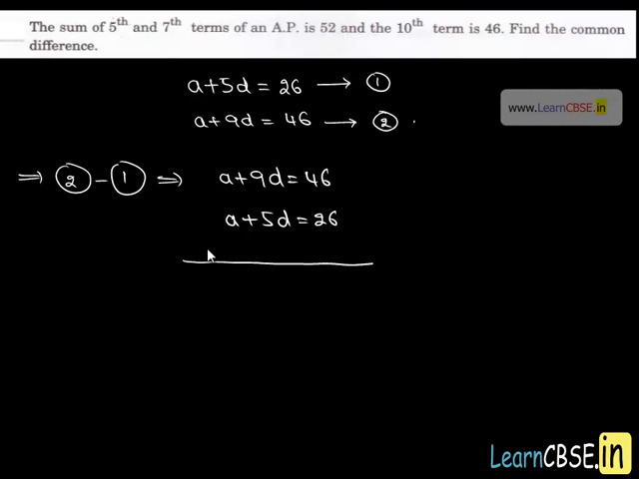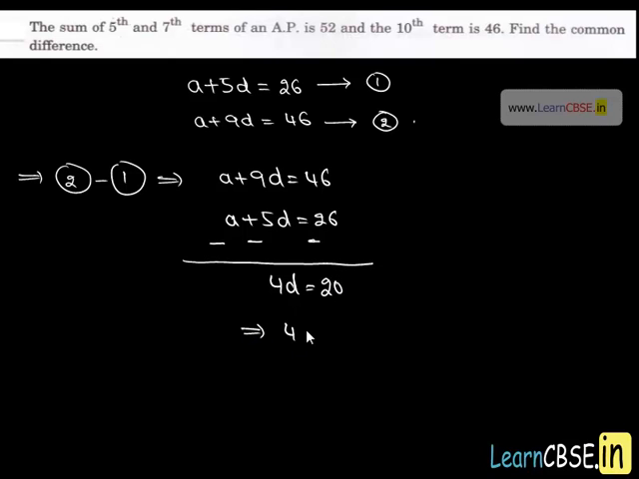Here first equation is subtracted, so we change its sign. Here plus a becomes minus a. Similarly, plus 5d becomes minus 5d, and we have plus 26, which is equal to negative 26. And then we add respective terms by considering the signs in the third row. Then we have a minus a is 0, 9d minus 5d is 4d. On right hand side, 46 minus 26 is 20.